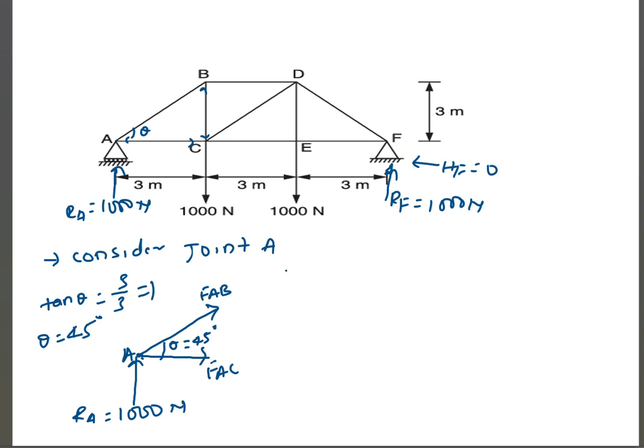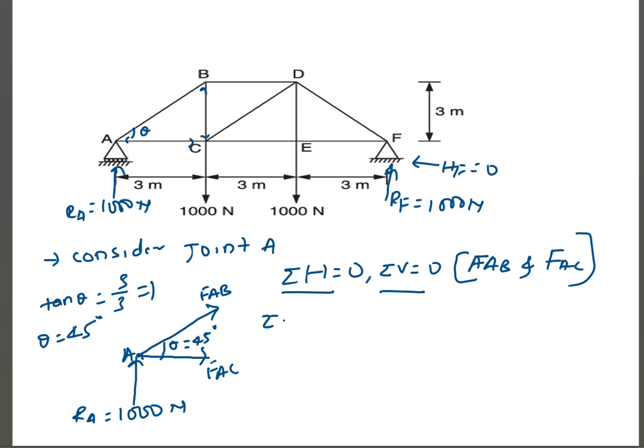So here, with the help of these two equations, summation of horizontal force is equal to 0 and summation of vertical force is equal to 0, we are going to find the values of FAB and FAC. First, always start with summation of horizontal force is equal to 0.